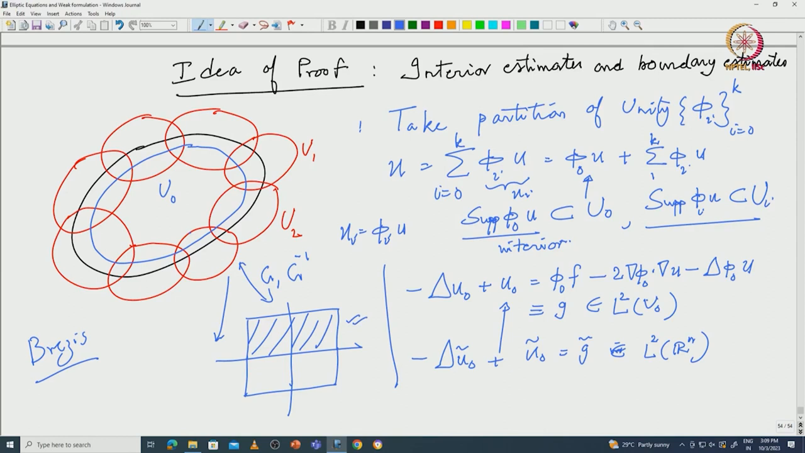Even for Rn plus, you can give a different proof. You can have the reference of Brezis, and you can still write your minus Laplacian of u_i. In the end, you can write something like that: minus Laplacian of u_i equal to g tilde. Okay, and you can get similar estimates. So I think I will not do further here.